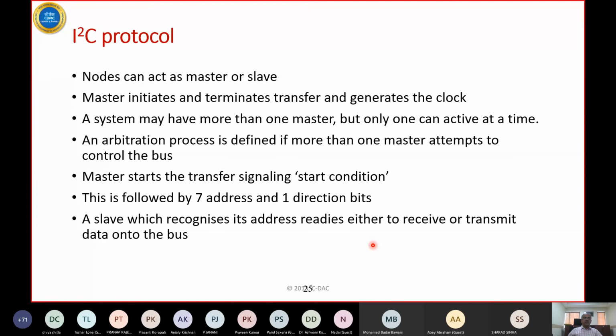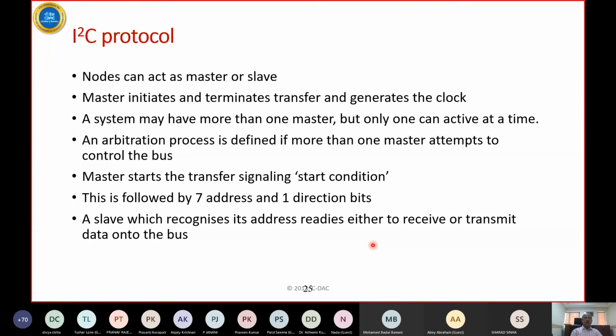So there is a start condition. I will show you what it is in the next slide. After the start condition, it has 7 bits of address and 1 bit of direction. Now these 7 bits of address are for the slave. So you can have theoretically 127 slaves, but so many may not be present always. And 1 bit tells whether the master is reading or writing. So now let's assume 5 slaves with addresses 1 to 5.